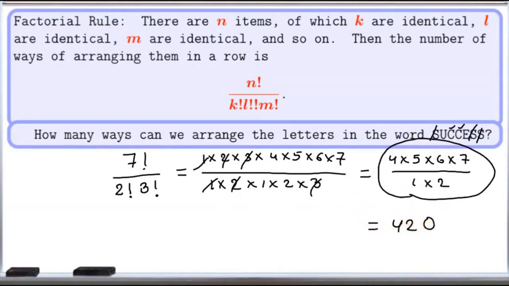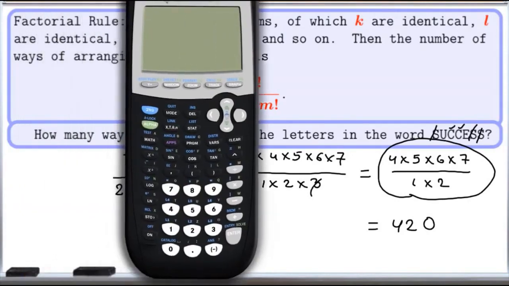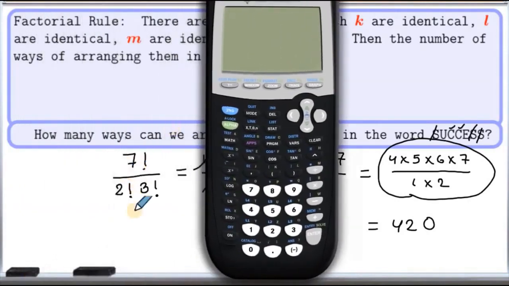So let me show you how to do this in a calculator. Here we need to find 7 factorial over 2 factorial times 3 factorial.